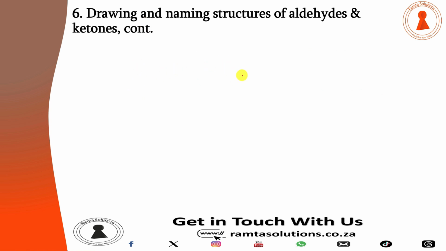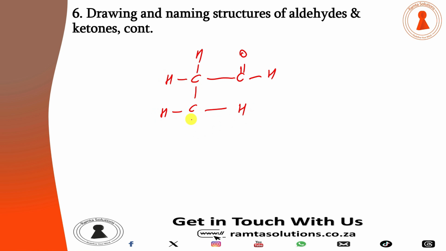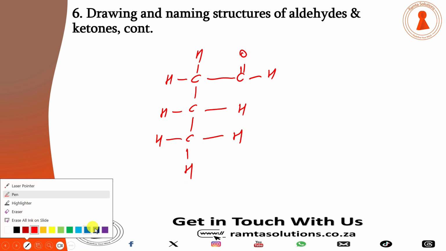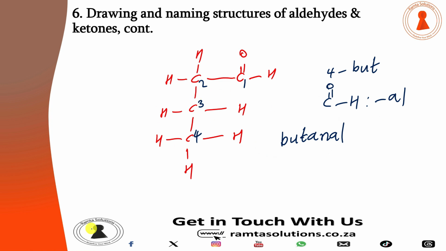Now let's try this one here. I'm going to make it complex now. What is this one? We're gonna start numbering. We start numbering with the carbonyl. 1, 2, 3, 4. So what is this? 4 means but. Now we have a carbonyl with a hydrogen. It means the suffix is -al. The name is butanal.